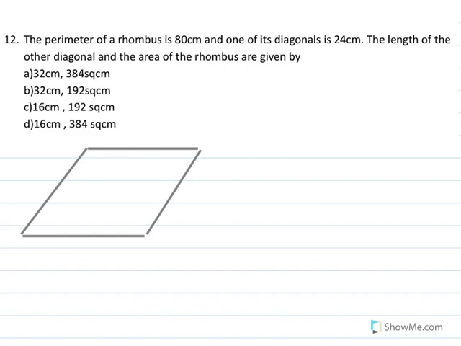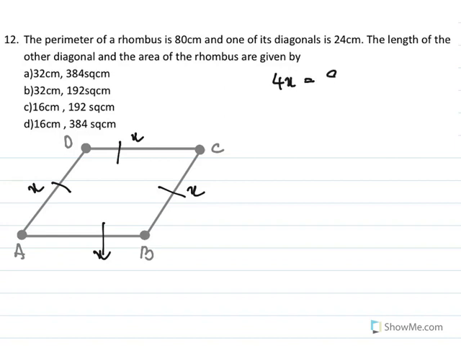The perimeter of a rhombus is 80. So here we have a rhombus ABCD, and the perimeter is 80. Now remember, in the rhombus all the sides are equal. So all these four sides are equal, so we put them as x, x, x and x. So we have 4x equal to 80, and x will be 20. So now we replace this by 20, 20, 20 and 20.